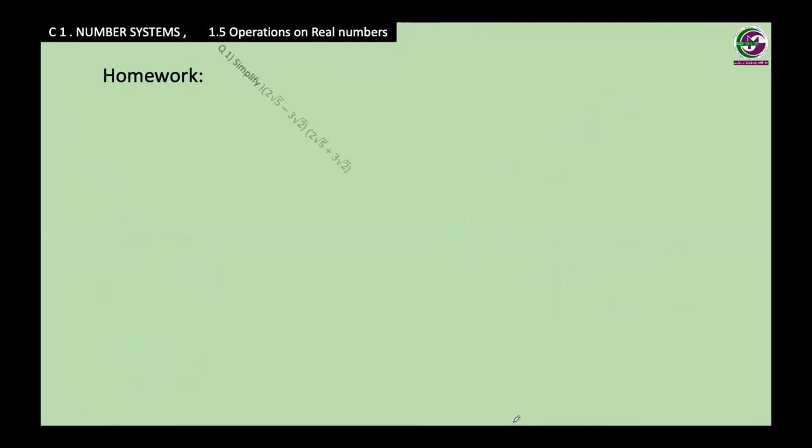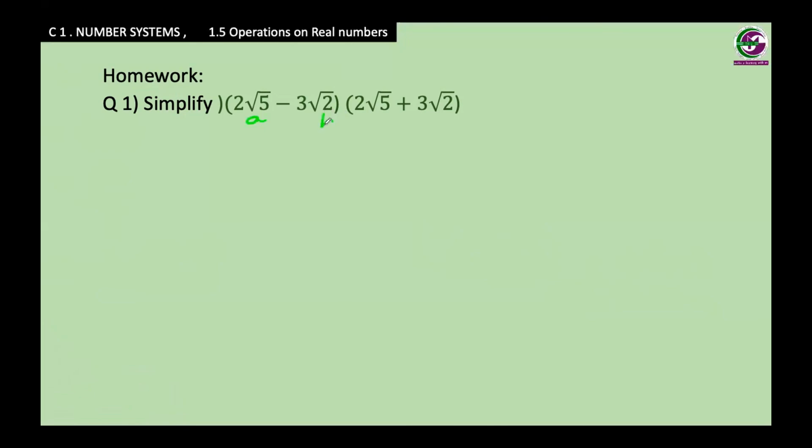So in your notebook, please try this one. We have done many simplifications. So here we have to expand, or even you can apply the property a plus b, a minus b. We can consider this is a, this is b, a minus b, a plus b, and then you can apply a square minus b square. And the second homework is to rationalize the denominator. You multiply up and down by the opposite of square root 5 minus 2.